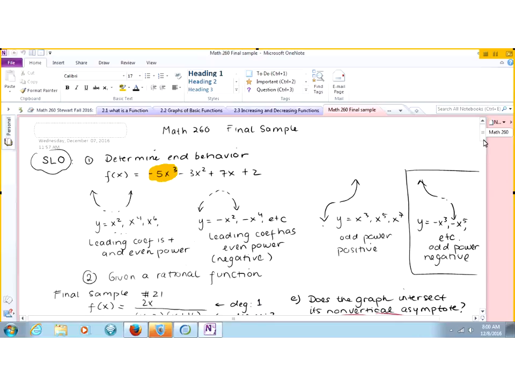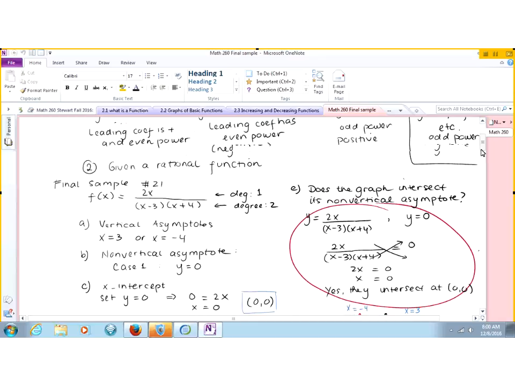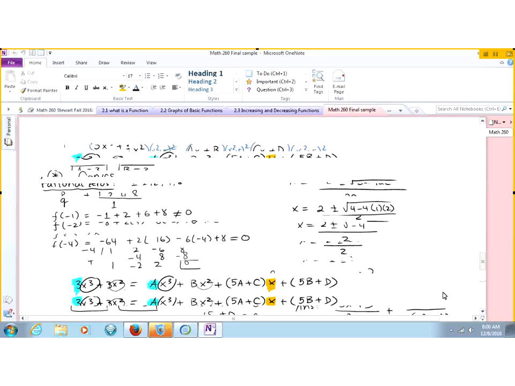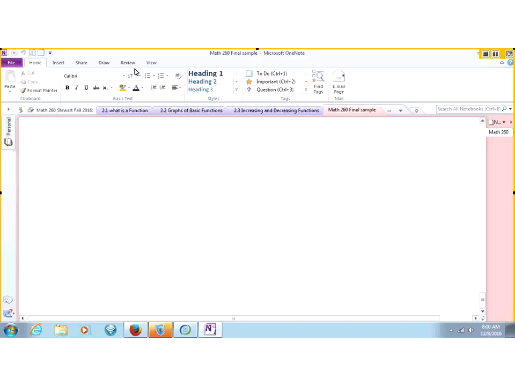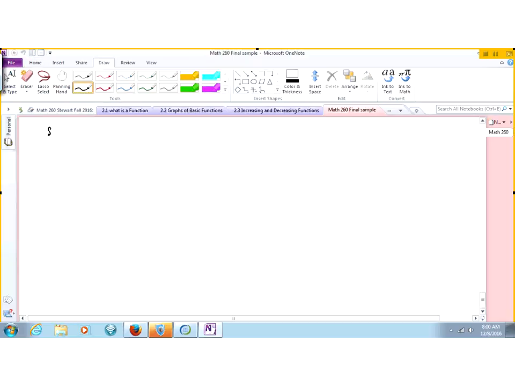Should I do the same thing again with you guys? Okay. So, and then given a rational function, okay, so let's do it again, yes? So, let's see, SLO, so given a polynomial function, this is listed in your syllabus. So, given a polynomial function, determine its end behavior. Alright, now, there are 4 end behaviors.